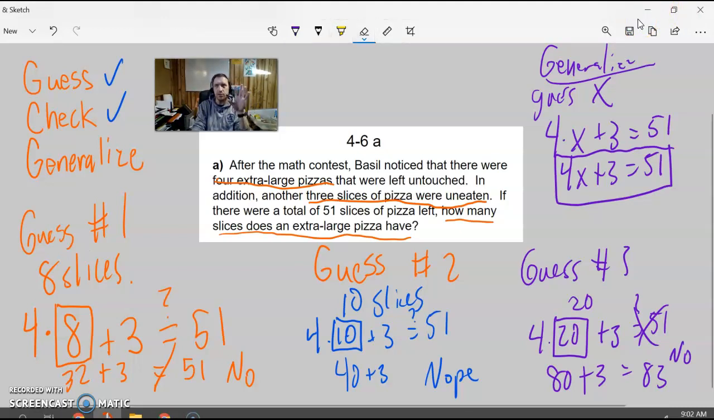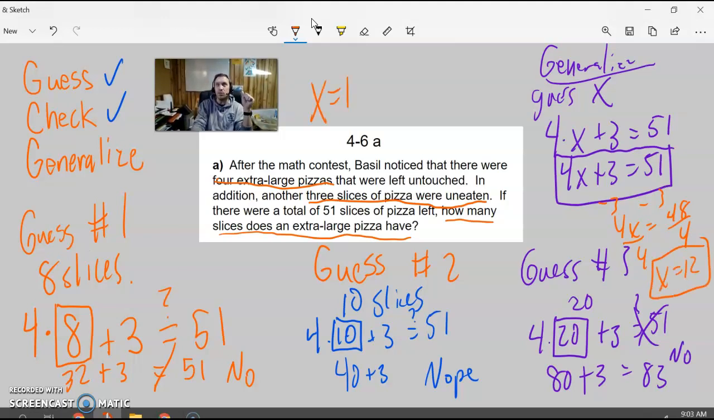Hopefully you pause this, try it out. I'm going to give myself a little more, well, I think I can do it here. What we would do is we just subtract 3 from both sides, and I get 4x equals 48. What's 48 divided by 4? X equals 12. So my answer, x equals 12, but 12 doesn't make sense. It's 12 what? How many slices? 12 slices.